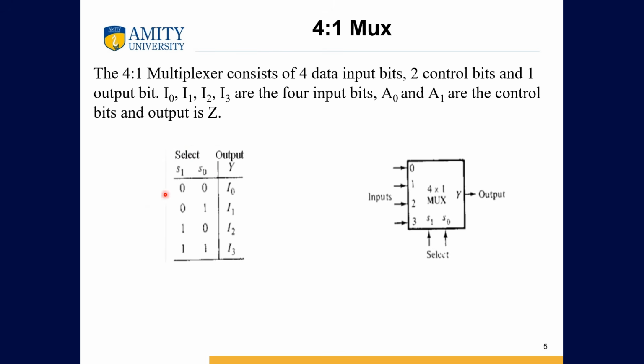Whenever the selection lines are 0, 0, the first line goes to the output. Whenever it's 0, 1, that refers to the second possible combination, so our second input line will go through. When 1, 0, the third one, and 1, 1 will be the fourth line. You can also look at this in binary form. 00, 01, 10, 11 are the binary numbers for 0, 1, 2, and 3. Whichever binary corresponds to the position of the input, that input is going to be sent to the output.